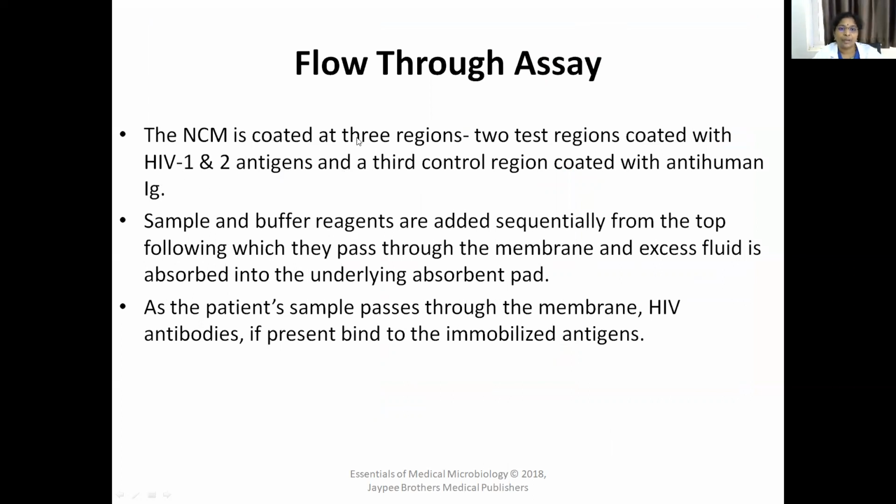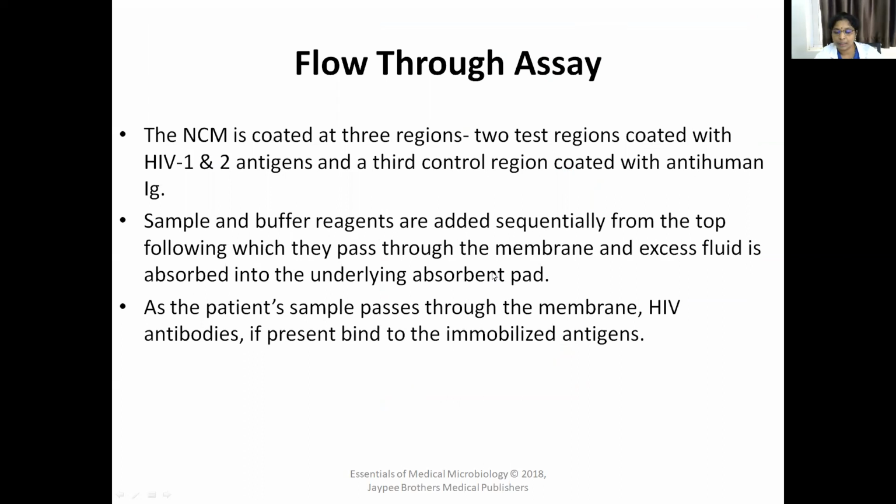The nitrocellulose membrane is coated at 3 regions: 2 test regions coated with HIV-1 and HIV-2 antigens, and a third control region coated with one antibody, that is internal control antibody or anti-human antibody. The sample and buffer reagents are added sequentially. First you have to add the sample, next you have to add the buffer from the top, following which they pass through the membrane and excess fluid is absorbed into the underlying absorbent pad.